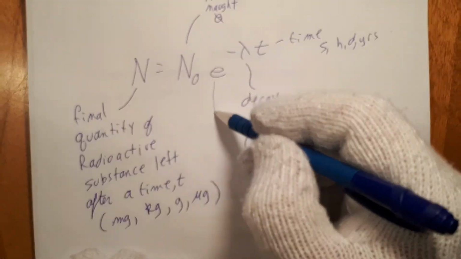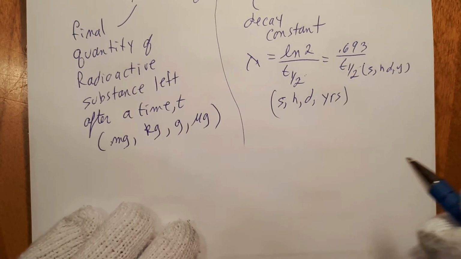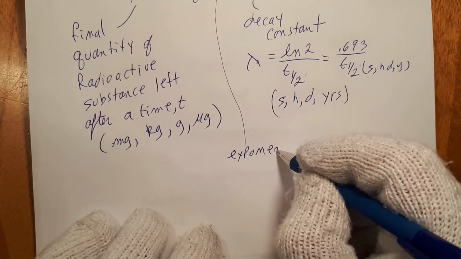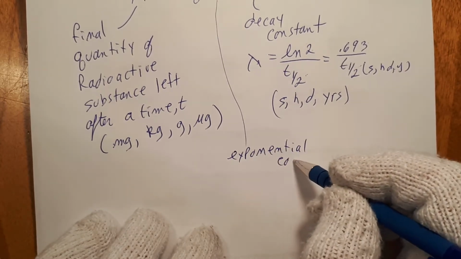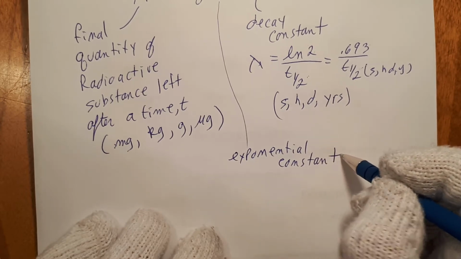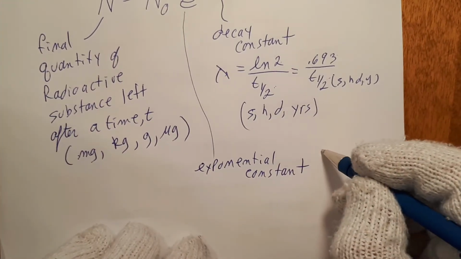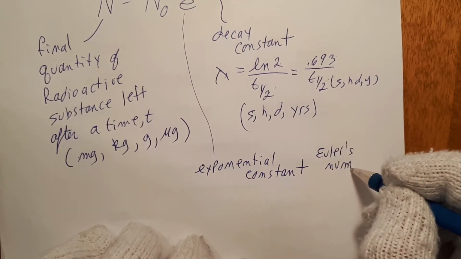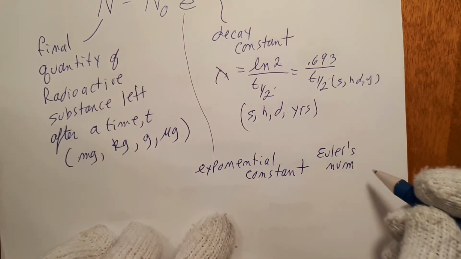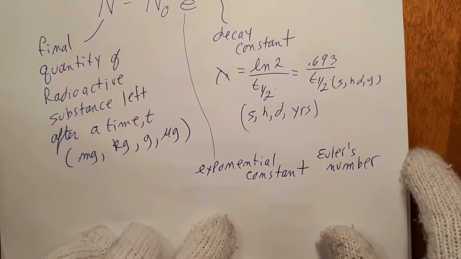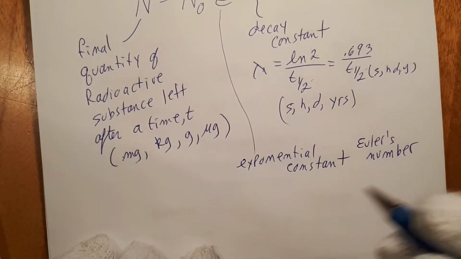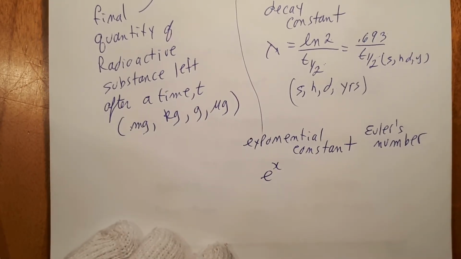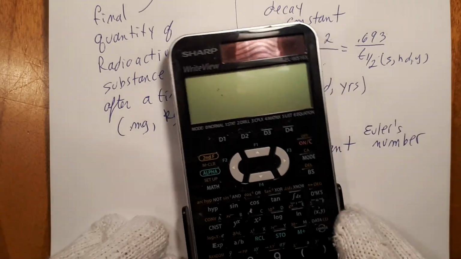Looking at e, I'm going to bring it down here. e is known as the exponential constant, also known as Euler's number. Euler was the mathematician who discovered the value of e. And e is a number. If you look at your calculator for the value of e to the power of x, there we go.